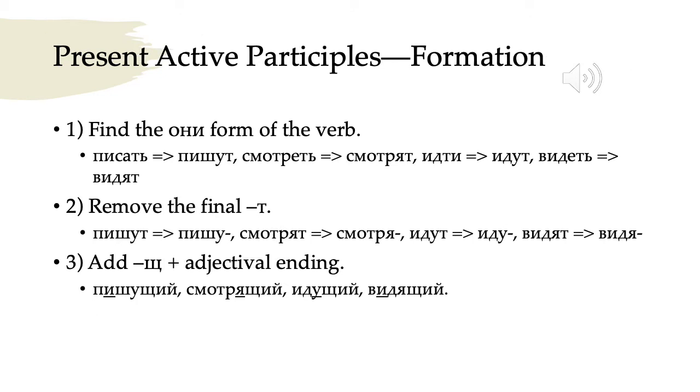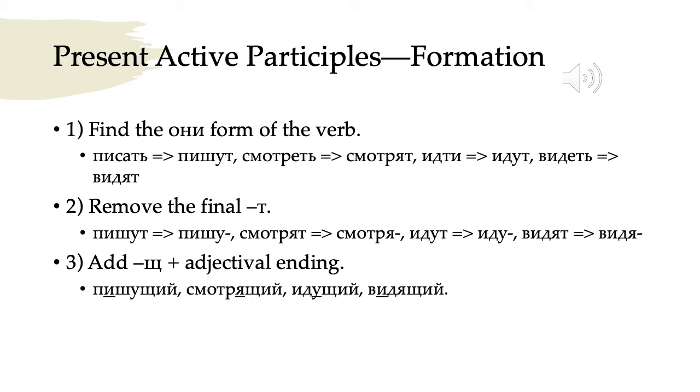So how do we form present active participles? Step 1. We find the они form of the verb. For example, писать, пишут; смотреть, смотрят; идти, идут; видеть, видят. Then, step 2, we remove the final т and а. So пишут becomes пишу, смотрят becomes смотря, идут becomes иду, and видят becomes видя.